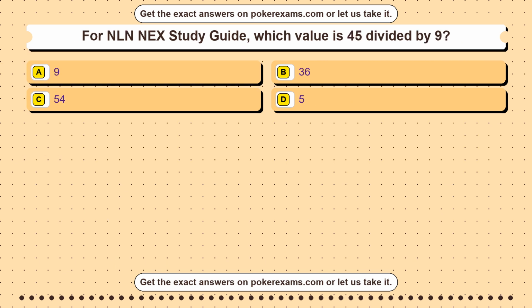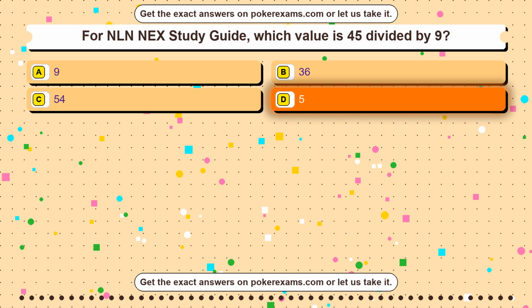Question 22. For GED scientific method practice, which word best describes a claim supported by evidence? Option A fragment. Option B decimal. Option C variable. Option D argument. The correct answer is option D.